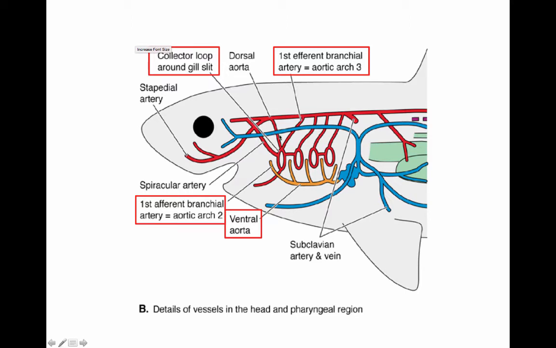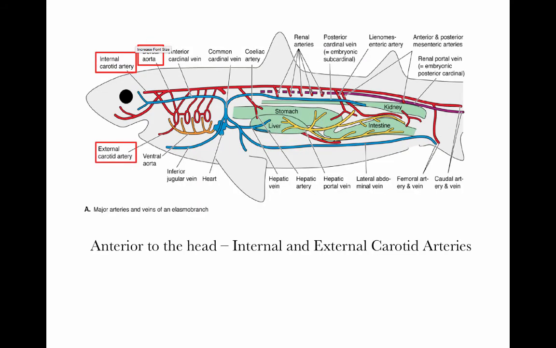These efferent branchial arteries are going to feed into the dorsal aorta, moving blood both anteriorly into the head and posteriorly back to the rest of the body. So let's take a closer look at that. Here is a blown out version of the same schematic diagram. We can see here the anterior branches going to the head. Here is that dorsal aorta that we just pumped our blood into from the gills. The anterior branches of the dorsal aorta include the internal carotid artery, which is going to deliver blood to the brain, and the external carotid artery coming down here that's going to deliver blood to the jaws and the face.